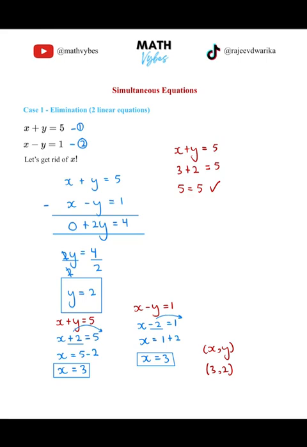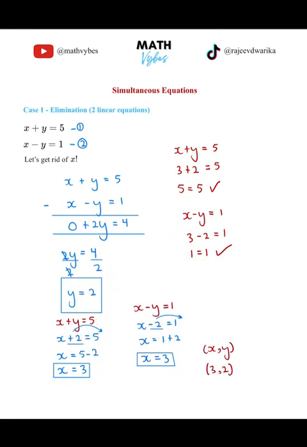Let's see if it satisfies equation 2 now. So it's going to be x minus y. If I subtract y from x, I'm supposed to get 1. I got x to be 3, and I got y to be 2, so that's supposed to be equal to 1. And it is. So the left-hand side is equal to the right-hand side. So 3, 2 satisfies equation 2 as well. So we are definitely correct.